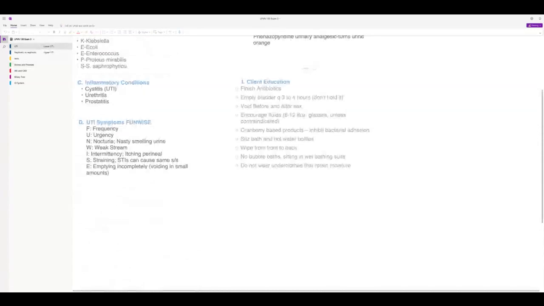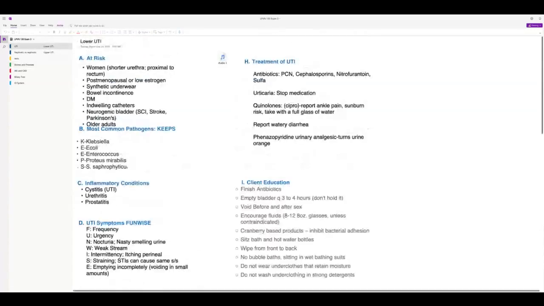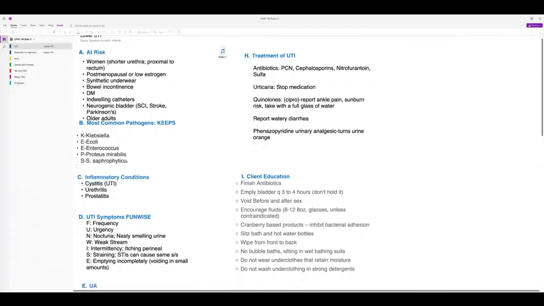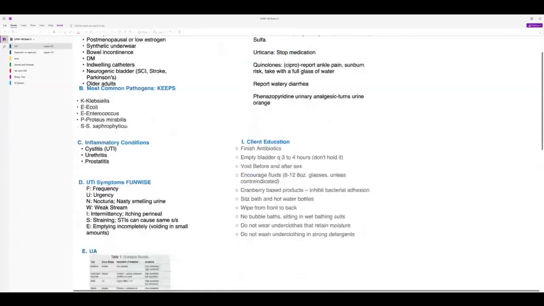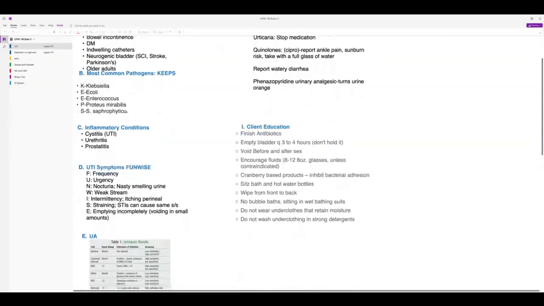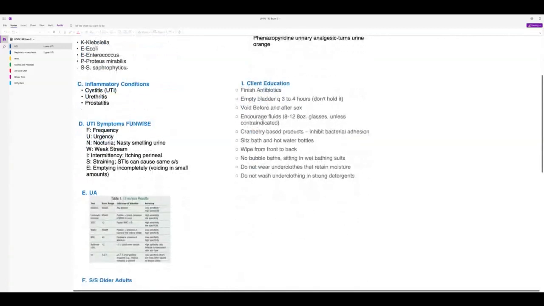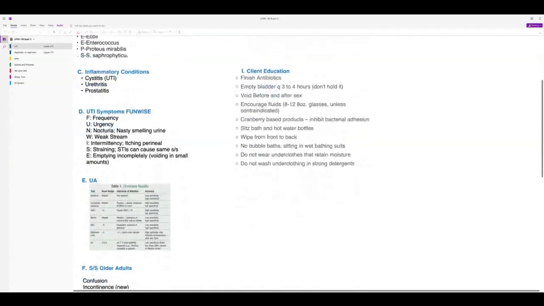All right, for lower UTI: women are at risk, people with diabetes, people with neurogenic bladder, older adults. The symptoms you can remember, you've probably had one before: frequency, urgency, nocturia, nasty smelling urine. It's important to know what you're going to see in a UA if somebody has a UTI. You'll see positive leukocyte esterase, bacteria, white blood cells or pyuria.